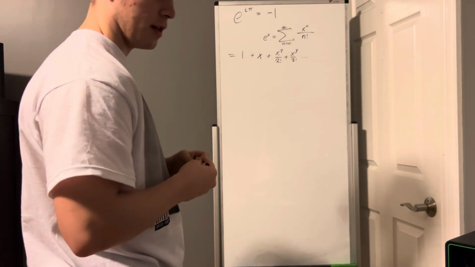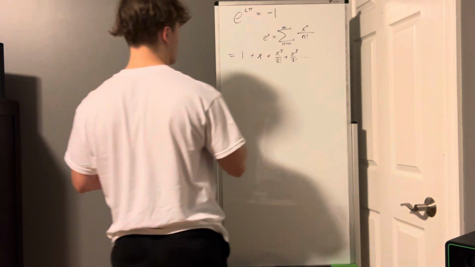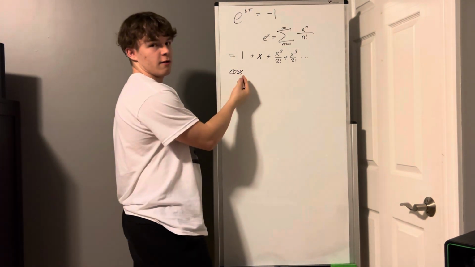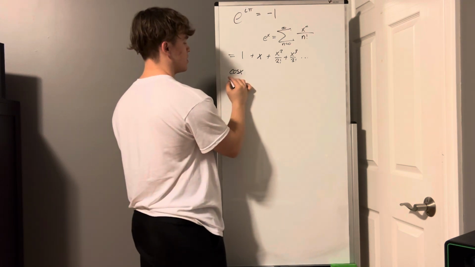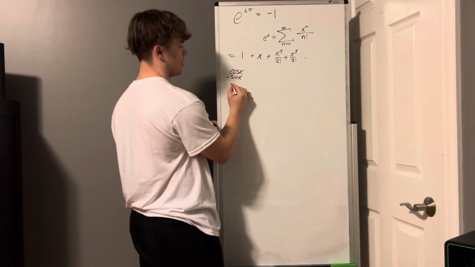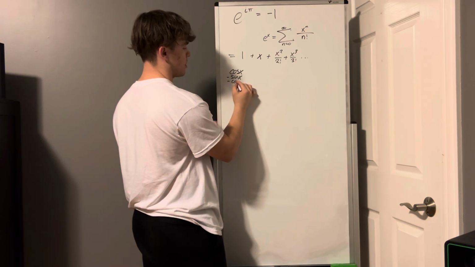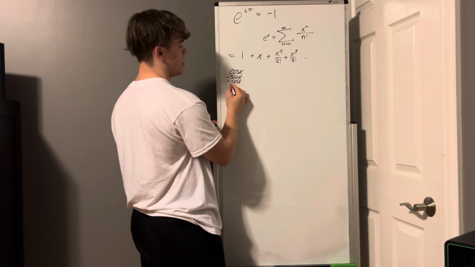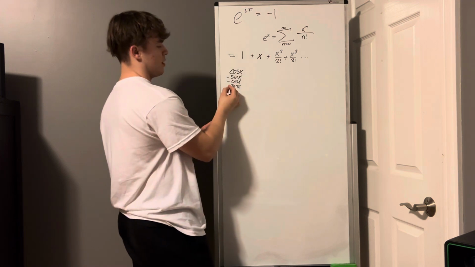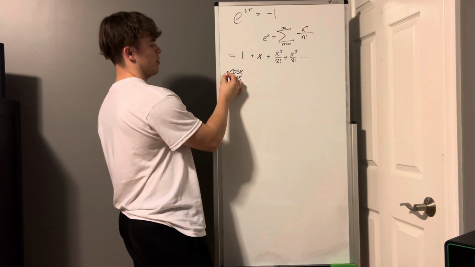Now, let's find the Taylor series for cos x. So that's our 0th derivative. Let's derive it with respect to x, we get negative sine x. Let's derive that with respect to x, we get negative cos x. Let's derive that with respect to x, we get sine x. And if we derive sine x once more, we'll be back up here.